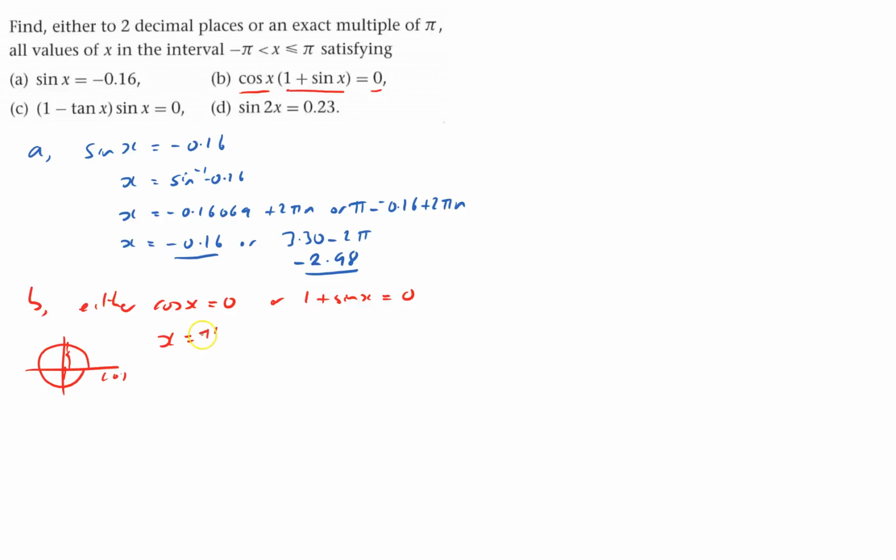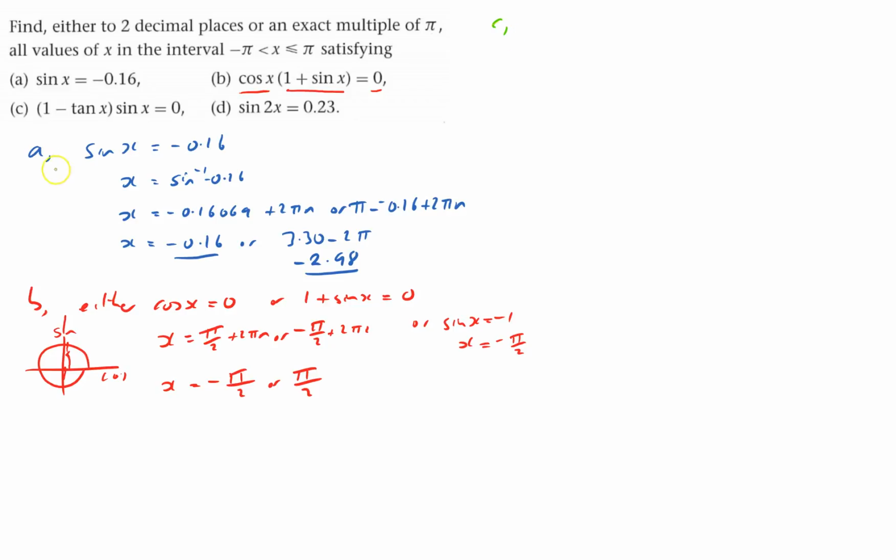So that'll be pi over 2 plus 2 pi n, or minus pi over 2 plus 2 pi n. So that's cos x equals 0, or sine x equals negative 1. So x will equal, as sine is on this axis here, negative 1, so that'll be minus pi by 2. So my answers for this one will be x equals minus pi by 2 or pi by 2.